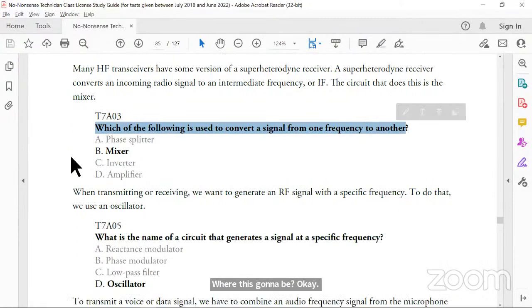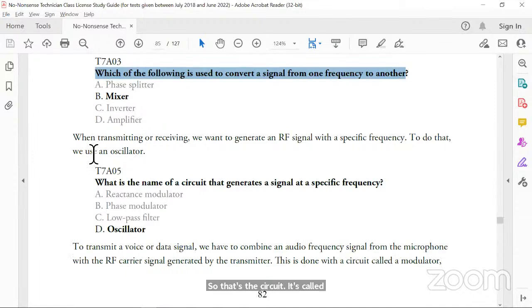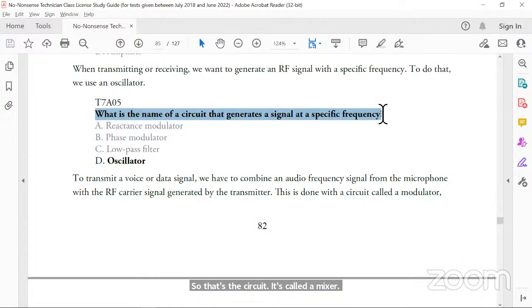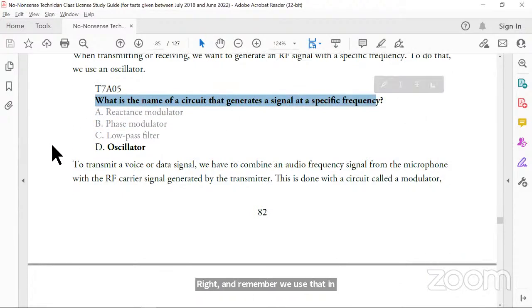Next question, which of the following is used to convert a signal from one frequency to another? So that's the circuit. It's called a mixer. Right? And remember, we use that in a receiver. Okay, next one up. What is the name of a circuit that generates a signal at a specific frequency? So remember, we had that local oscillator there in the mixer circuit. So it's called an oscillator.